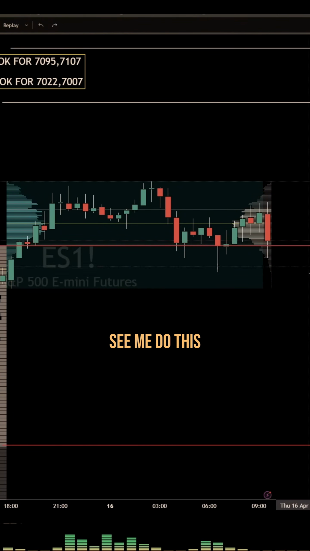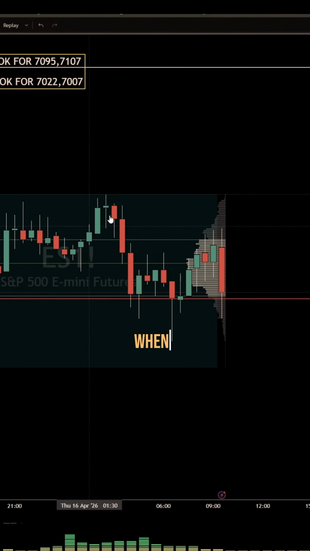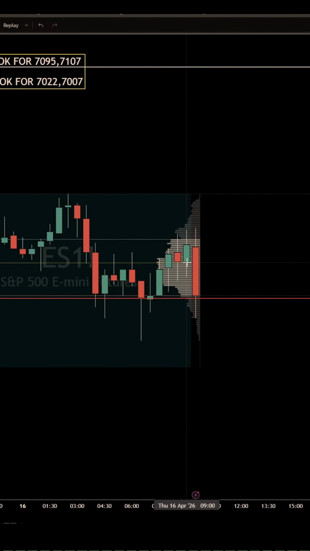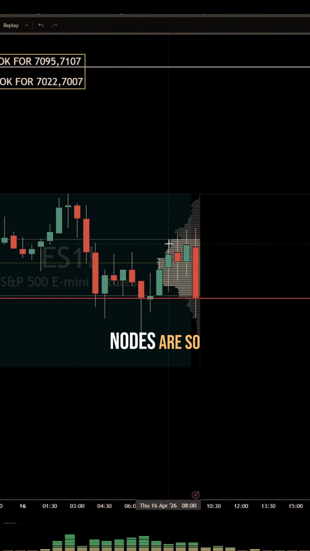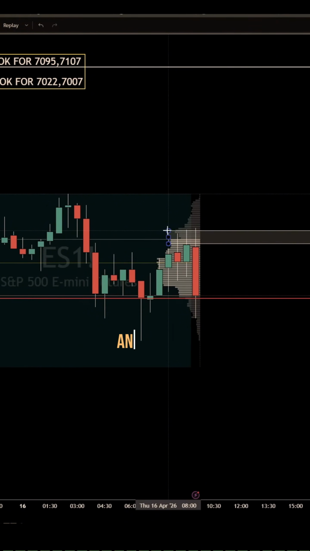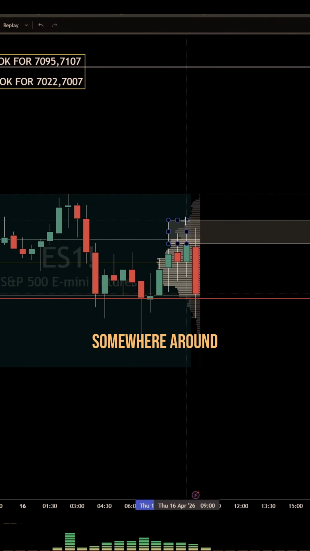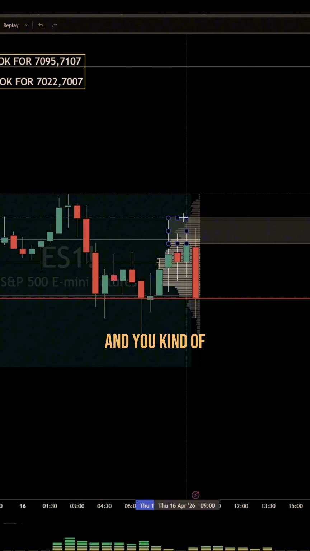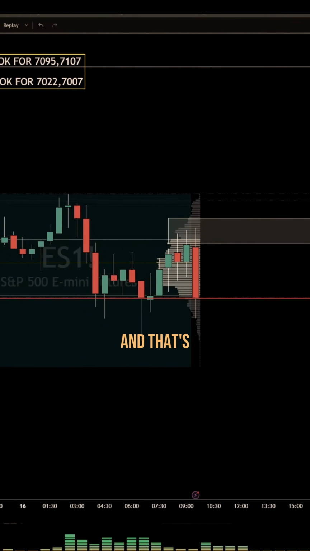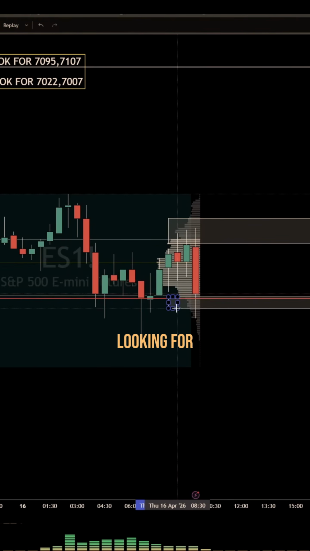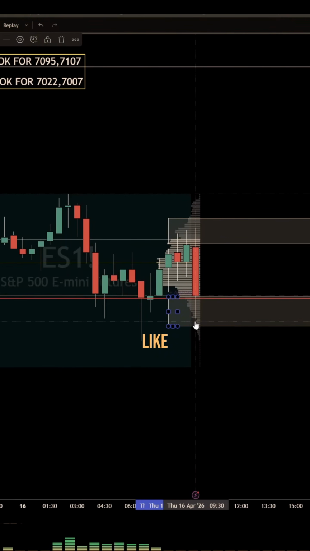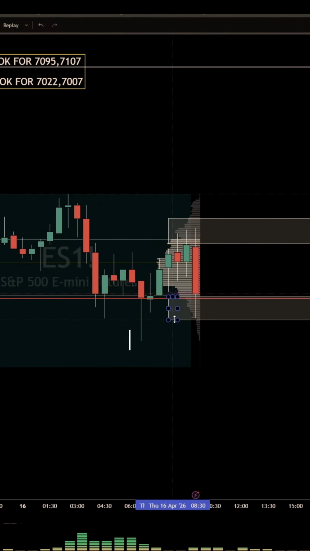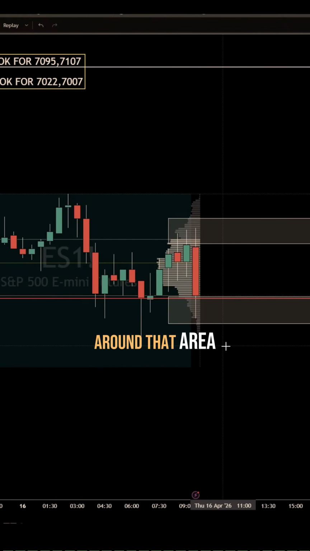And you'll actually see me do this on my stream pretty often when we have days like this, is I'll draw a box. And I'll find where the volume nodes are. So right here, there's a node here, and there's a node that falls off somewhere around here. You can see it starts to fall off pretty rapidly. And you draw a zone around that area, and that's where you want to be looking for those trades. So this one would be somewhere around this area here, because that's where that volume falls off. It doesn't have to be perfect, just somewhere around that area.